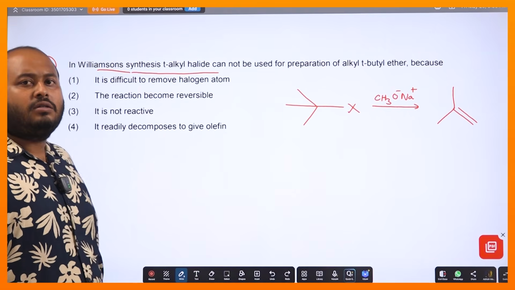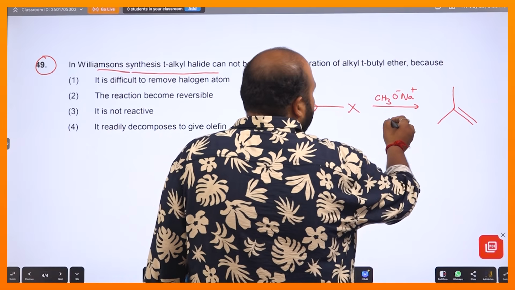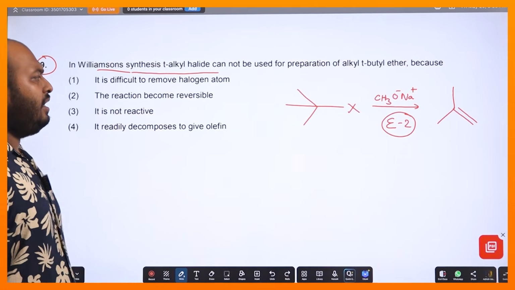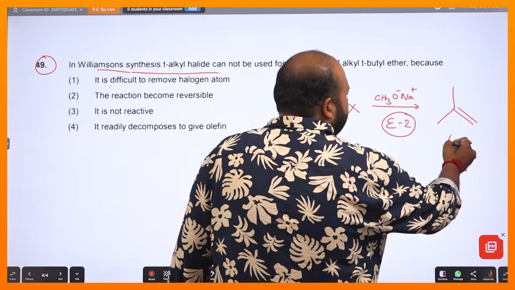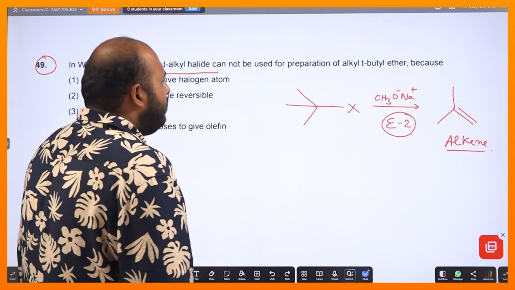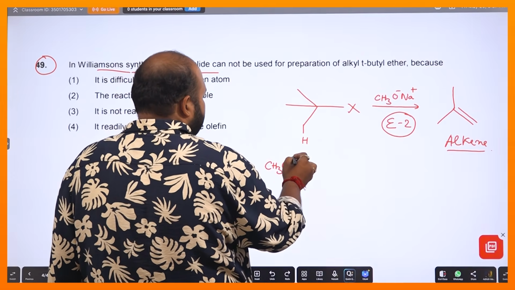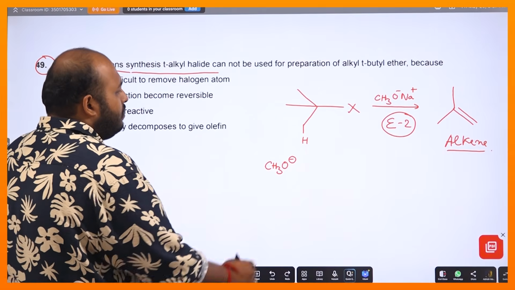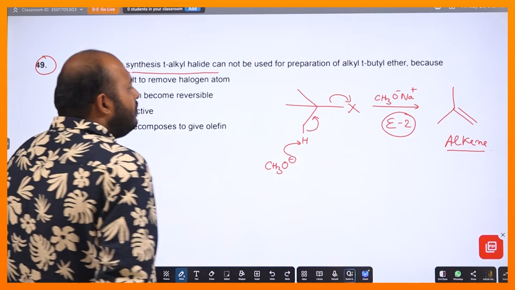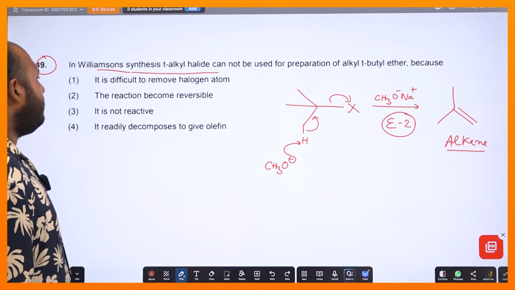So why such a product? Because here we can actually get an E2 product, and we will be getting an alkene. The mechanism, you can think of it like this. So we will be getting an E2 product, and let us check the options.